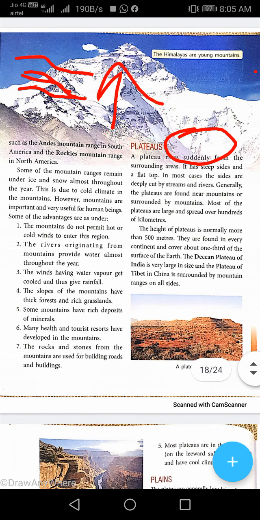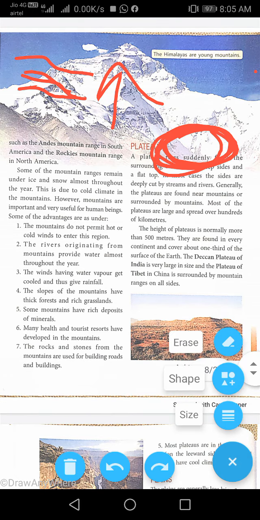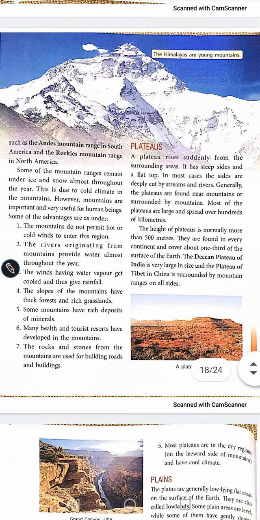Hot air rises up, and the cold air also gets stuck to the mountain. So this area will be more safe, in that it does not receive too hot winds and too cold winds. The river originating from mountains provides water almost throughout the year.